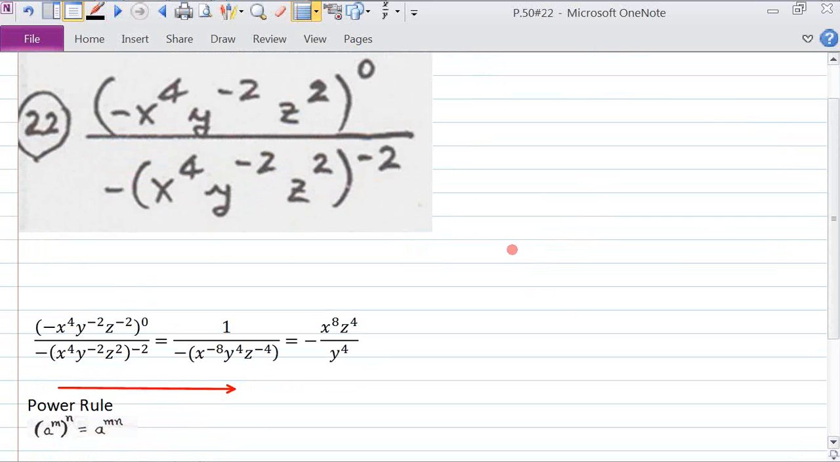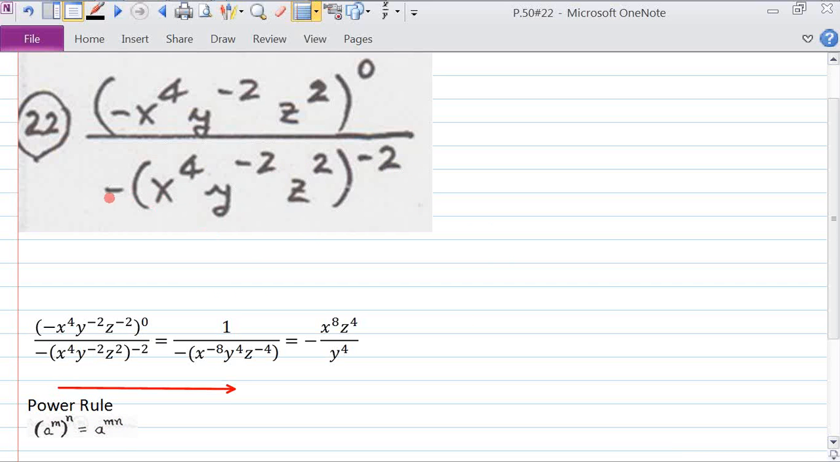looks very complicated, but actually we know that anything to the 0 power is 1. So we've got this bracket here and here, and we're raising it to the 0 power. It doesn't matter what's in here. Anything to the 0 power is 1. So we're going to replace that with 1, and essentially all we're going to do here is work on the denominator and apply the power rule to the denominator.